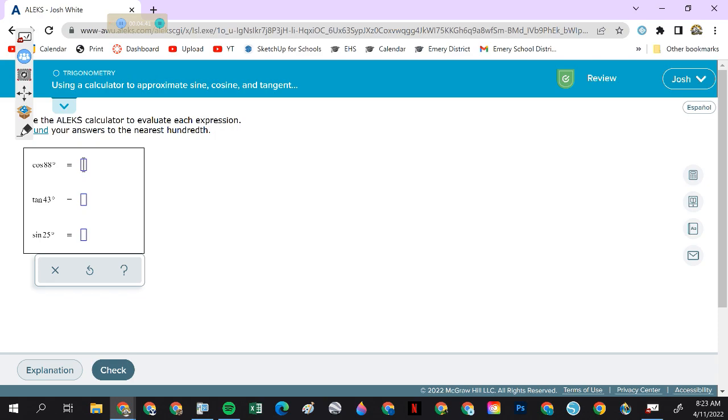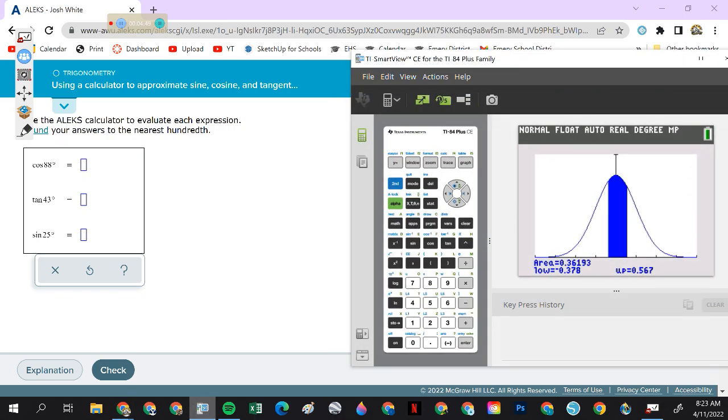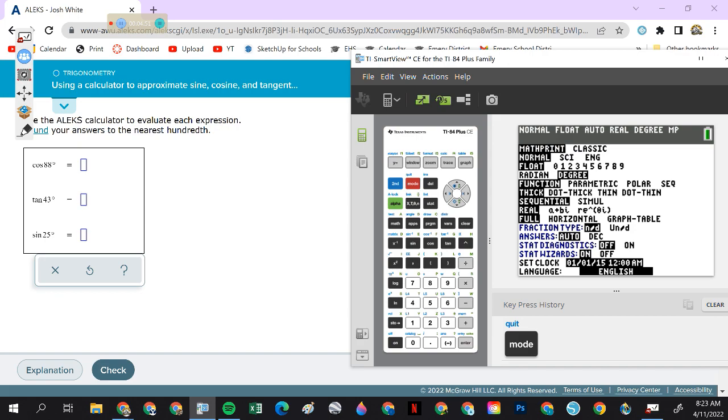So here it wants to know, what is the cosine of 88 degrees? Well, I need a calculator for that. And you need to make sure that your calculator is in degrees. There are two ways to measure angles. One is radians, one is degrees. And degrees make sense in the real world, but they don't really make sense theoretically. Radians make no sense in the real world, but in the theoretical world, radians are far more useful.